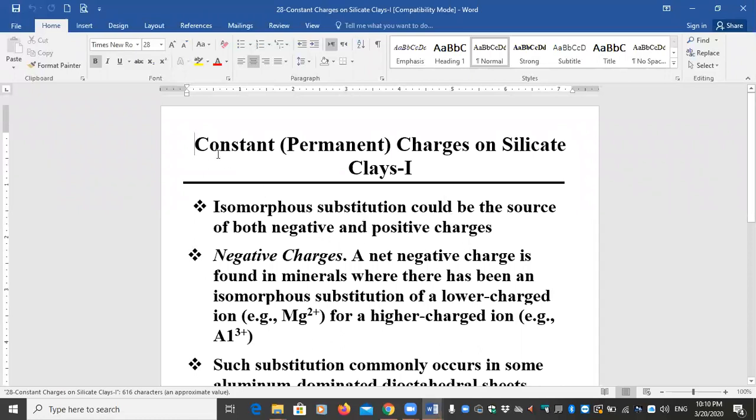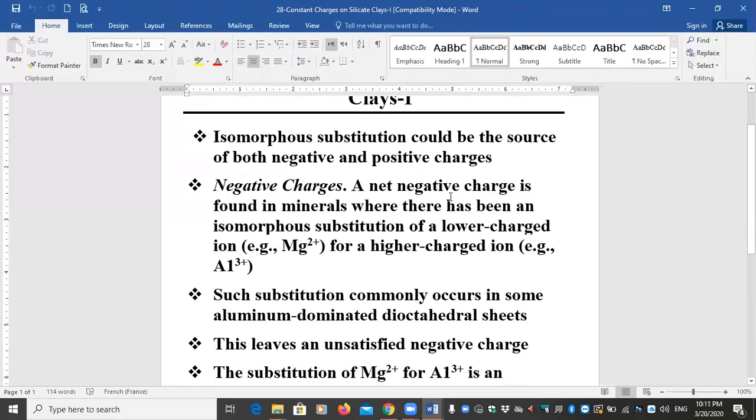Now, first, let's talk about the constant or permanent charges on the silicate clays. Isomorphous substitution could be the source of both negative and positive charges. Again, we have discussed this earlier, but we're just repeating it to make sure you understand this very carefully. Negative charges. A net negative charge is found in minerals where there has been an isomorphous substitution of a lower charged ion, for example magnesium, which is divalent, for a higher charged ion, for example aluminum. So a magnesium with 2 positive charges takes the place of aluminum, which has 3 charges.